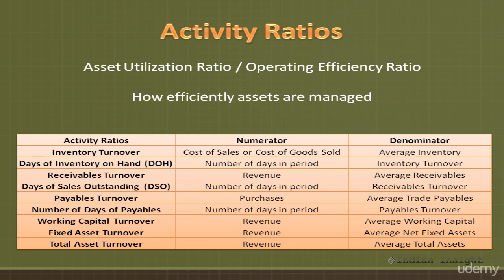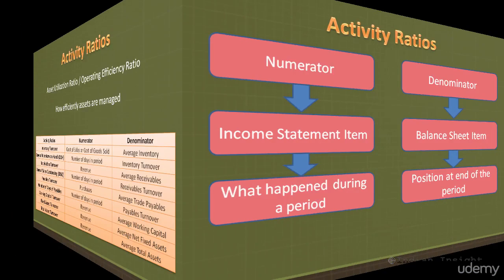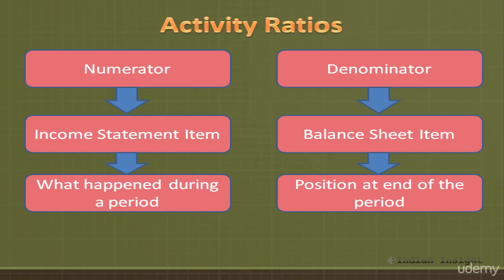As we said in the last lecture, efficiency of assets may have a direct impact on liquidity also, so some activity ratios are also useful in assessing liquidity. In this table here, I have shown some commonly used activity ratios. The table shows what item should be used in the numerator and what item should be used in the denominator of each ratio.